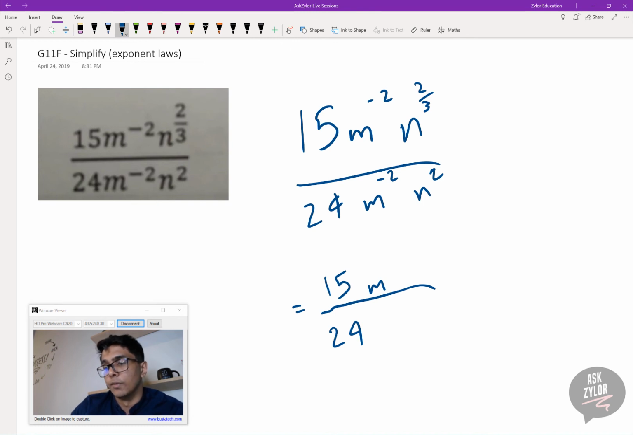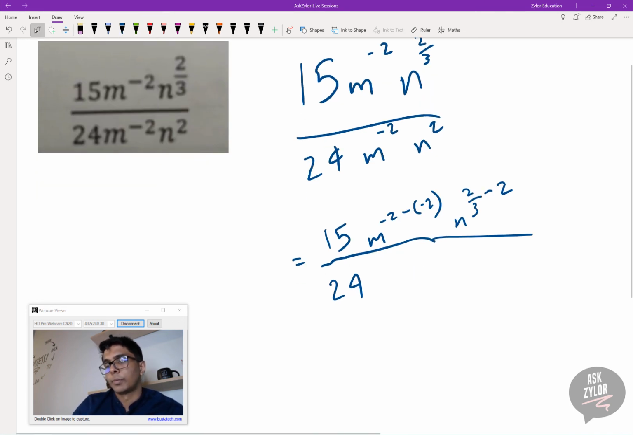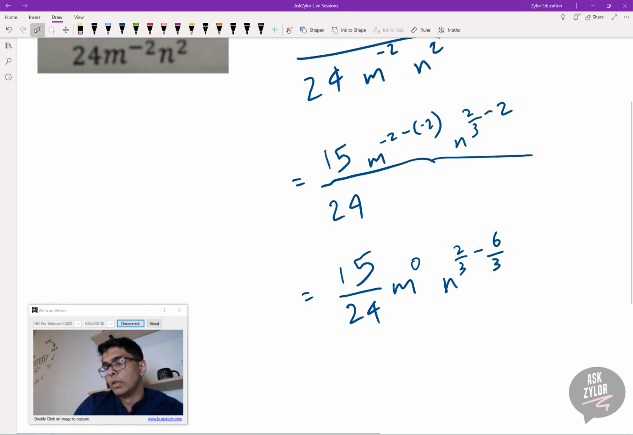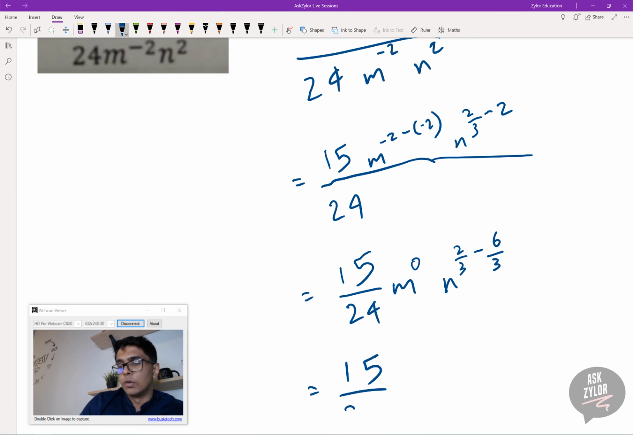What happens when they're being divided? I'm going to subtract the exponents from one another. So I have minus 2 minus minus 2. And the same goes for the n, so I have n to the 2 over 3 minus 2. This should give me 15 over 24, with m to the minus 2 plus 2 being just 0, and n to the 2 over 3 minus 2 giving me minus 6 over 3, which simplifies to 15 over 24, n to the minus 4 over 3.